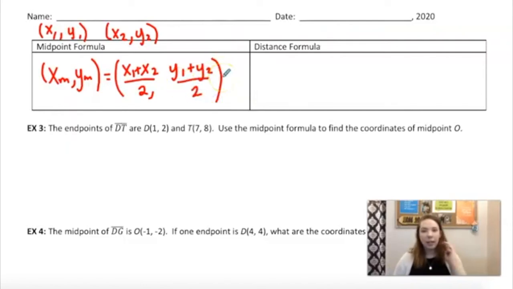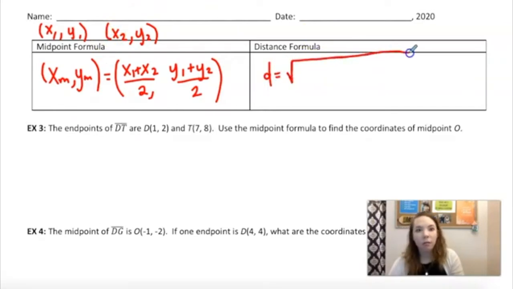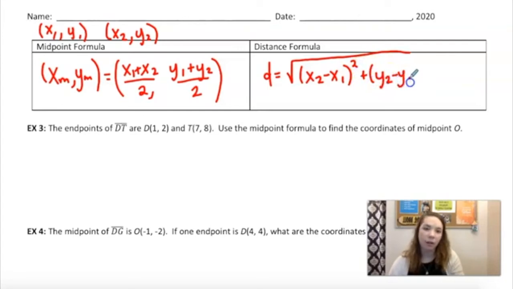The distance formula is going to help us find the distance between 2 points. To find the distance, we're going to use d for distance equals the square root of x2 minus x1, that quantity squared, plus y2 minus y1, that quantity squared.